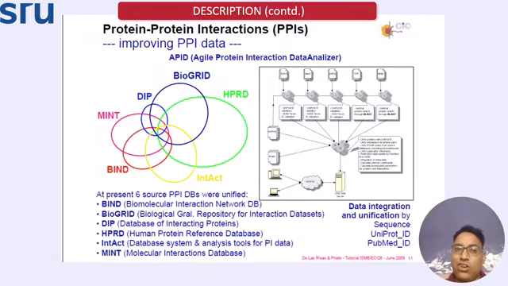And for analyzing all this PPI data, different servers are there. BIND, the Biomolecular Interaction Network Database, BioGRID, DIP, the Database of Interacting Proteins, HPRD, the Human Protein Reference Database, IntAct, the database system analysis for PPI data, and the molecular interaction database, MINT. All these parts are connected together. For systems biology, we need to analyze all of them together. Then only can things be properly worked out.